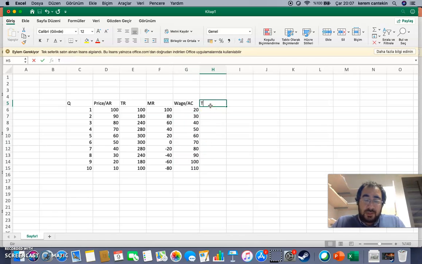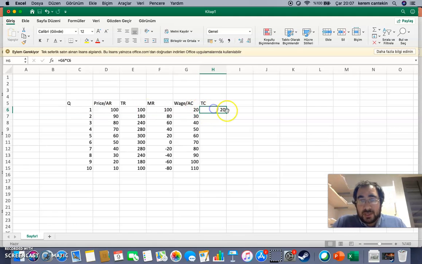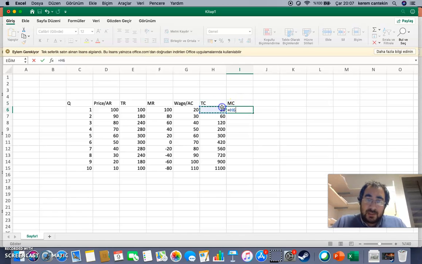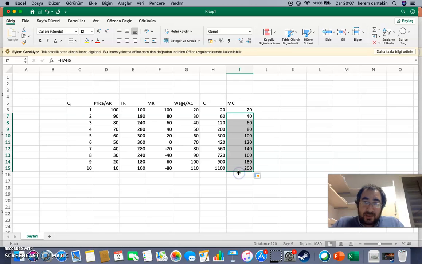So total cost is similarly the wage multiplied by the quantity. Other costs except the labor costs are negligible. Marginal cost for the first one is this. For the second one, you need to subtract this from this, because you calculate the cost of producing the second unit, which is the wage you pay.